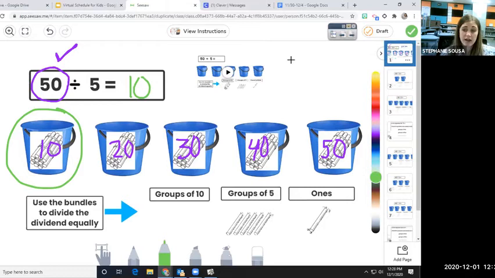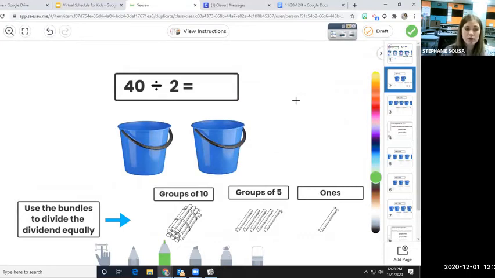Did we need to use the 5s? Do we need to use the 1s? Nope, we did not. We got it done very quickly, much more efficiently than going one by one by one until we got there. Okay, awesome. Let's take a look at slide number 2.